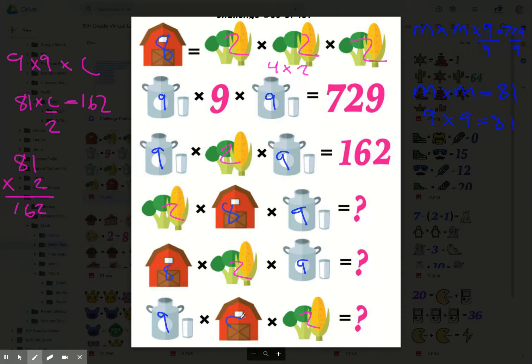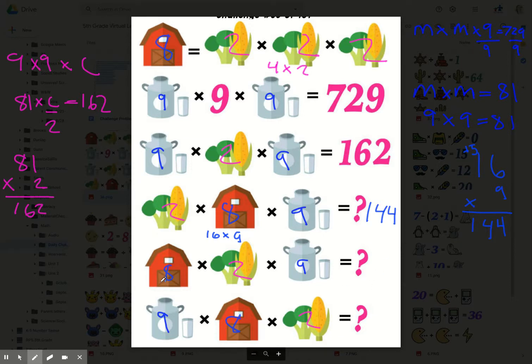Then you'll notice I have 3 different question marks on this one. So I'm going to solve them in order since we know all of our variables. 2 times 8 is 16. 16 times 9. Well, I know 9 times 6 is 54. Put my 4, carry my 5. 9 times 1 is 9, plus 5 is 14. So this one equals 144.